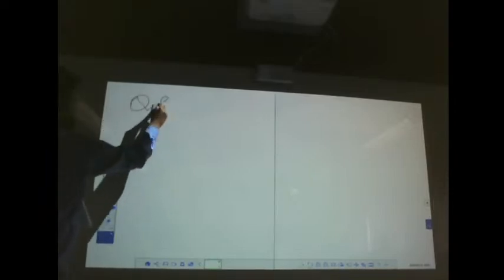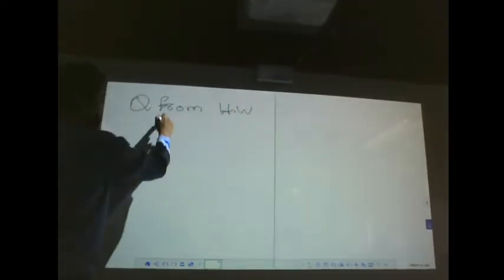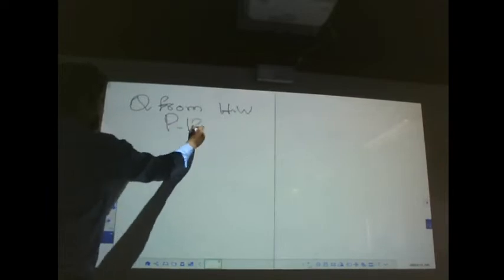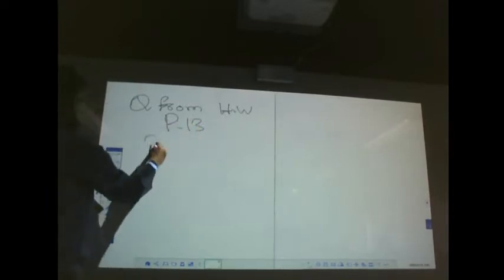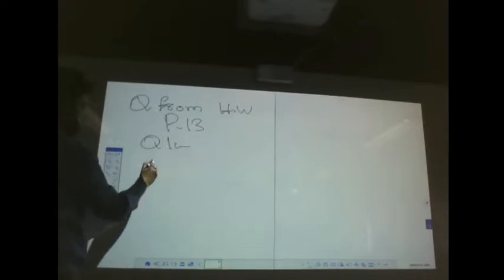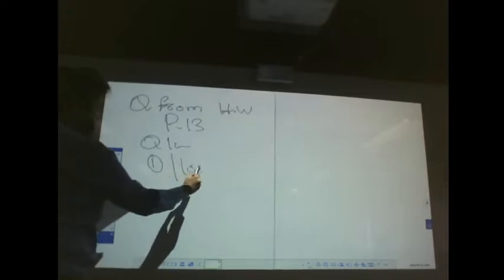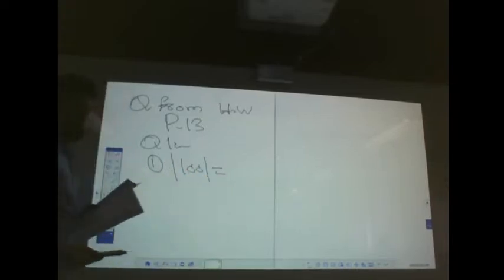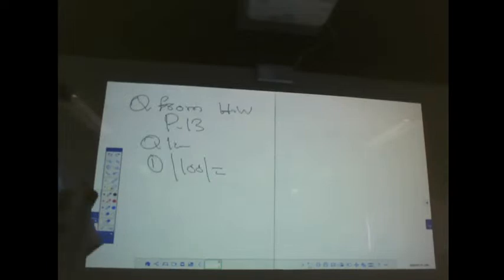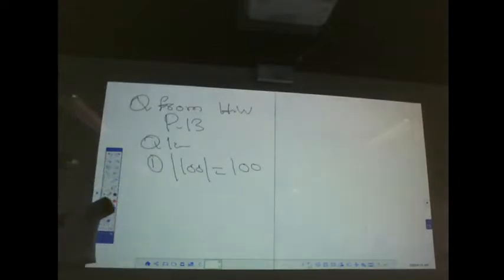Questions from homework. Now we have page number 13. Question number 1. Absolute of 100. Now what is absolute of 100? It is only 100, right? If we have it like this, the absolute value is always positive.